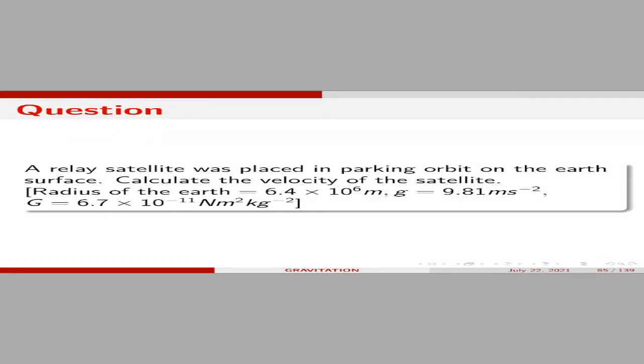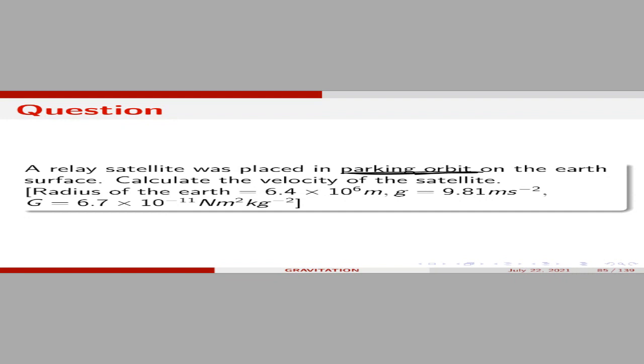Right, let me give you one question on this based on our discussion we have just had on how to find the velocity or speed of a satellite. Then after this example, I will give you one to try as an exercise, okay? A relay satellite was placed in a parking orbit. The key term here is parking orbit. So you should first ask yourself, when you say parking orbit, what is it?